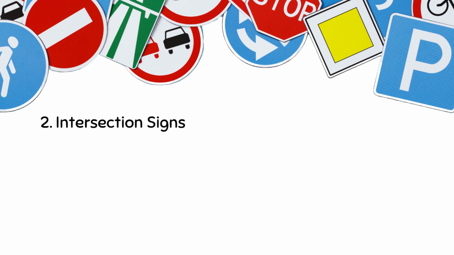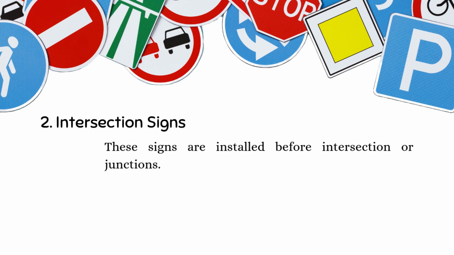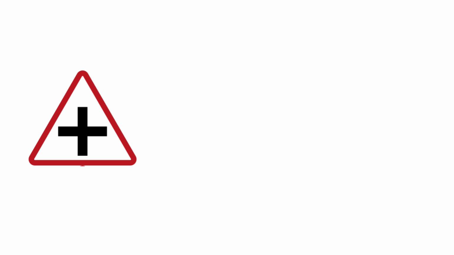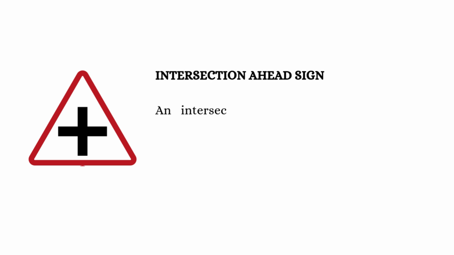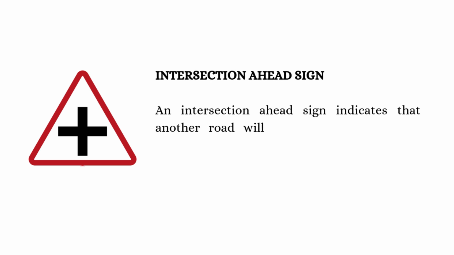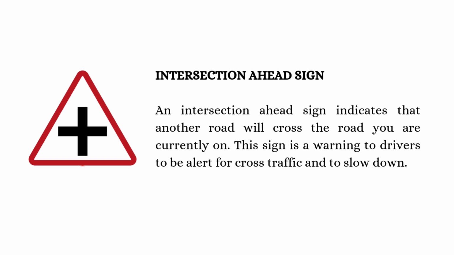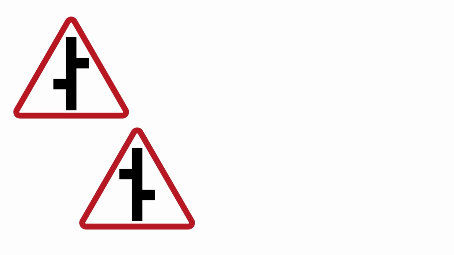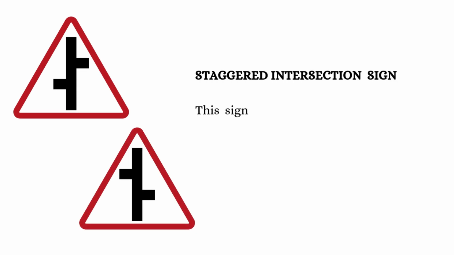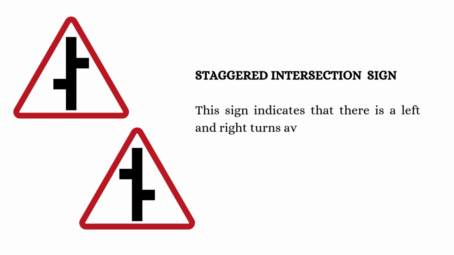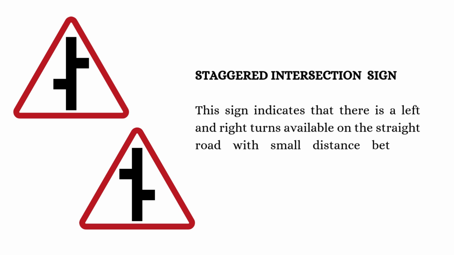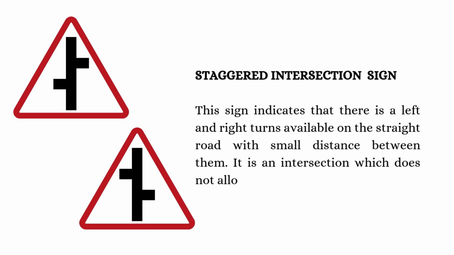2. Intersection signs. These signs are installed before intersections or junctions. Intersection ahead sign. An intersection ahead sign indicates that another road will cross the road you are currently on. This sign is a warning to drivers to be alert for cross traffic and to slow down. Staggered intersection sign. This sign indicates that there are left and right turns available on the straight road with a small distance between them. It is an intersection which does not allow crossing of the road.